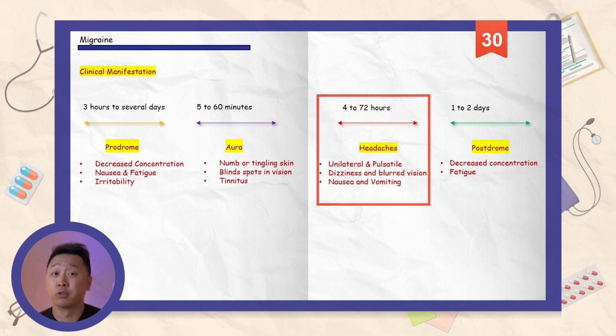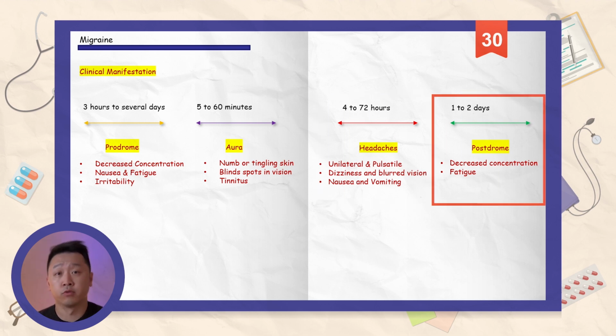This is actually the most painful phase, since most of the symptoms appear more severe in this phase. These symptoms include unilateral or pulsating pain, dizziness, and blurred vision, as well as nausea and vomiting. And this migraine headache phase would usually last about 4 to 72 hours. The last phase of the migraine is known as the post-drome phase.